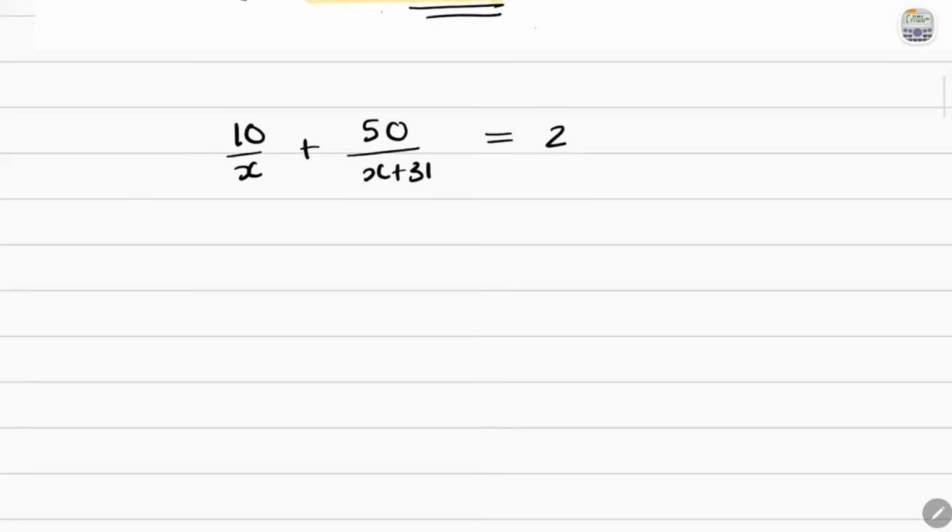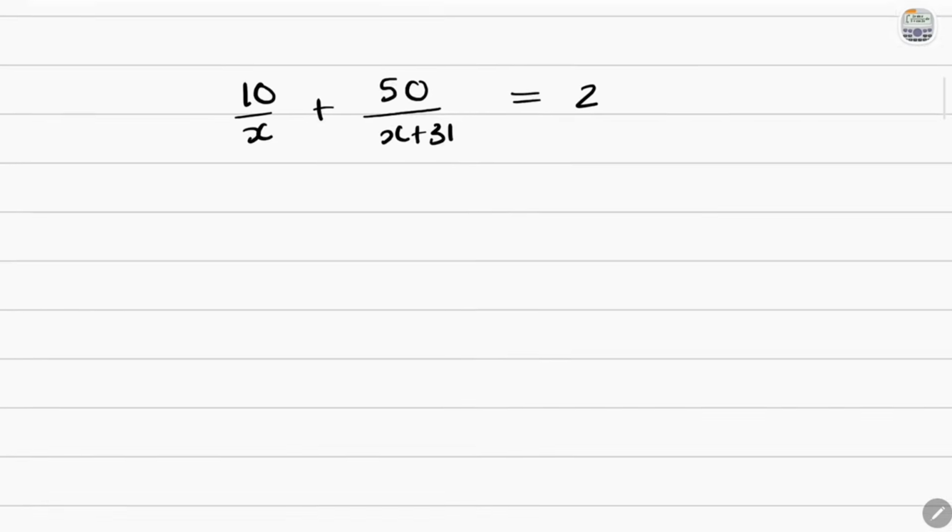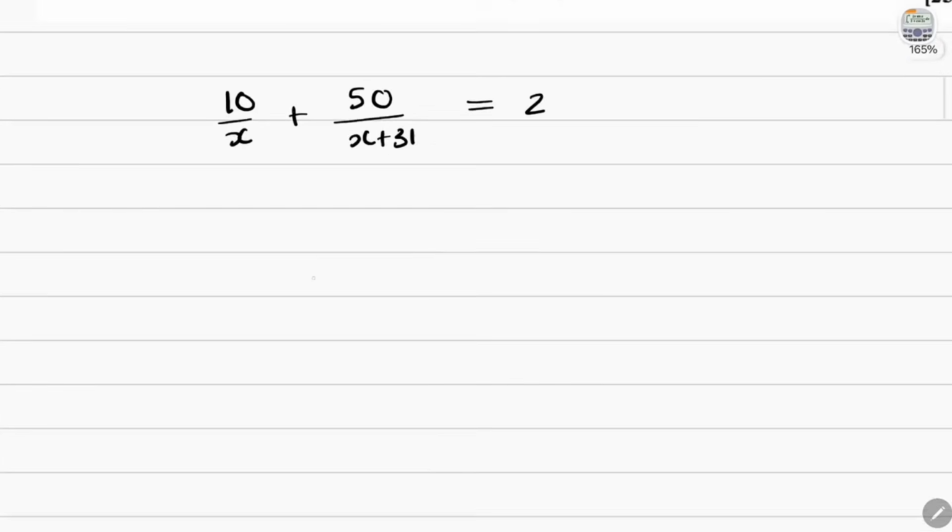Let's see the quickest way we could solve for x. We could just find the lowest common denominator. You can see that the denominators we have here are x and x plus 31, so the only way to make them the same is to make it x times x plus 31. So that's our common denominator, and both values are going to be over this.